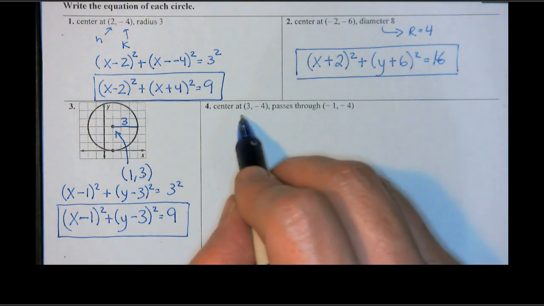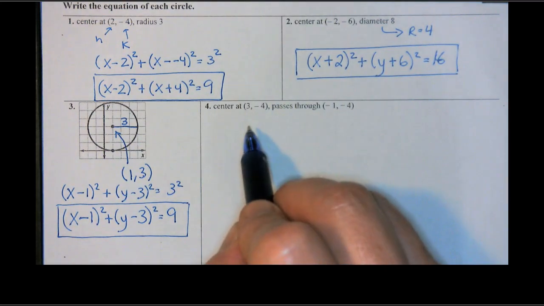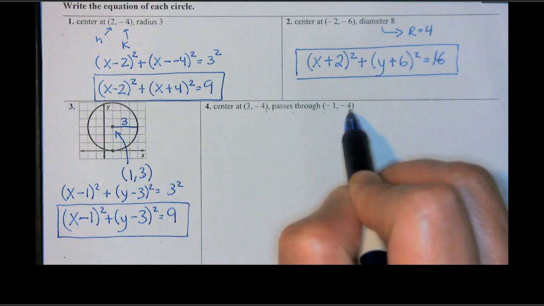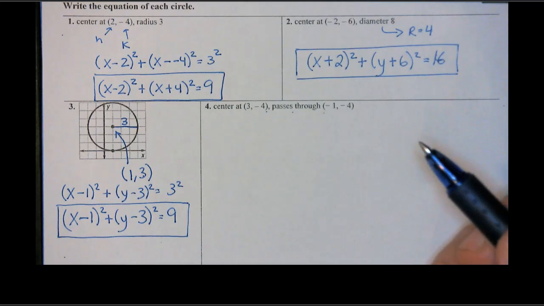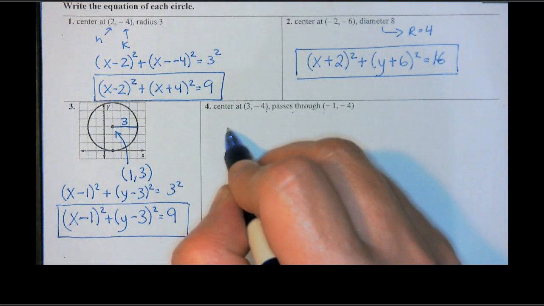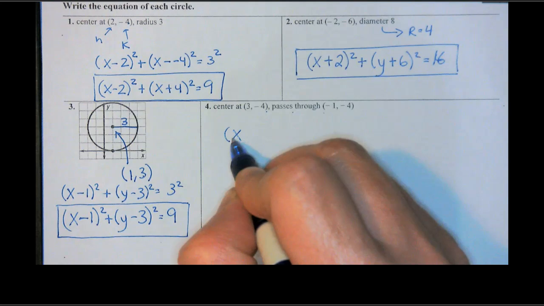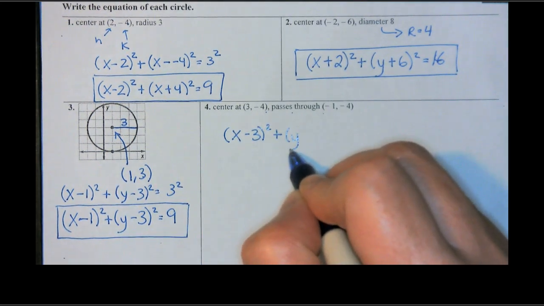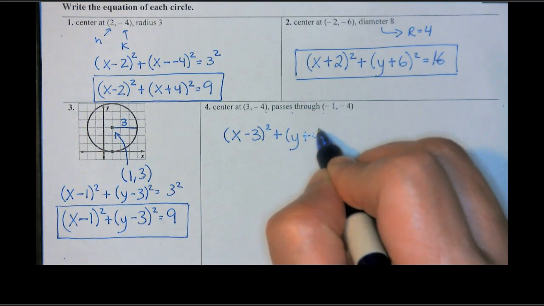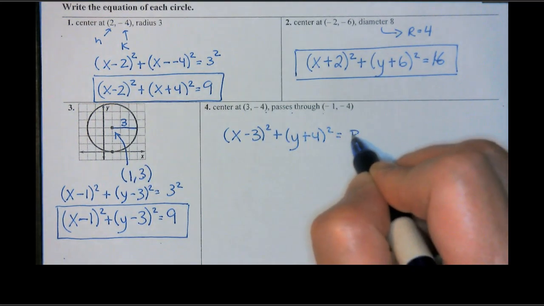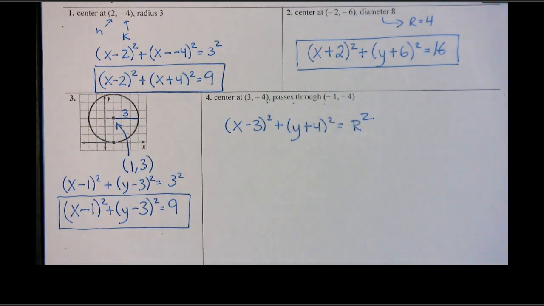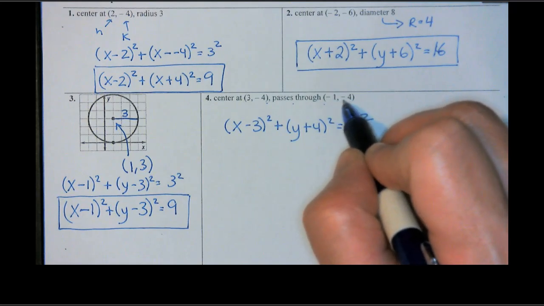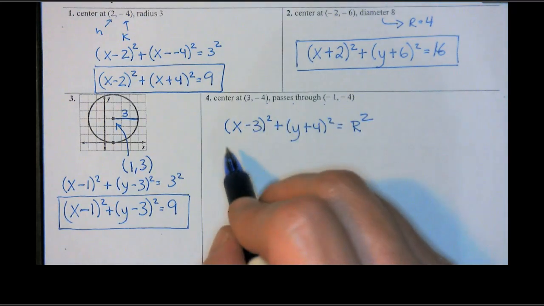All right. Here we want a circle that has a center (3, -4), and that passes through (-1, -4). So here's the deal. We have the center, so it'll be x minus 3 squared plus y, we change the sign to positive, squared equals the radius squared. The problem is we don't have the radius. So for that, we're going to look at this here and plug in this information.